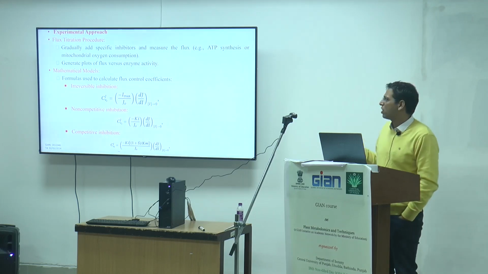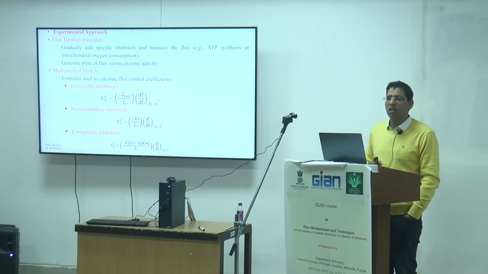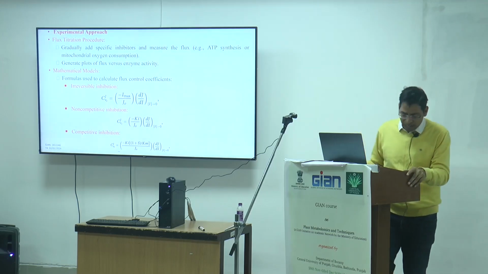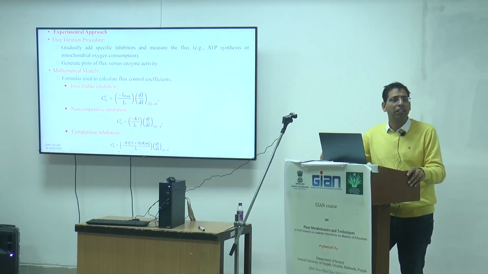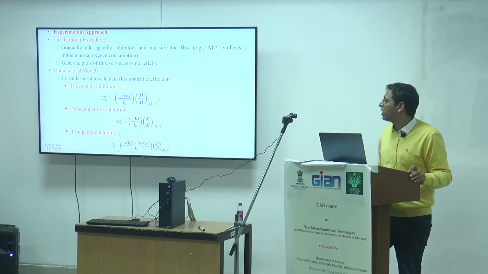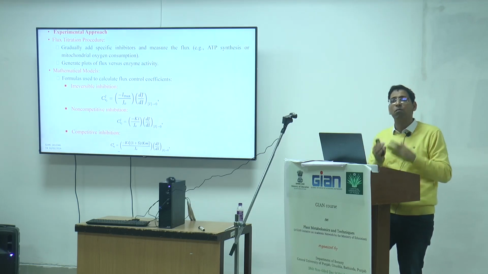So this is the best thing: ATP synthesis and mitochondrial oxygen consumption. This is because flux you can only measure by either the product formation or by the consumption of some components. So here we can measure this metabolic flux by the number of ATP produced by this particular pathway, and simultaneously how much oxygen is consumed here.